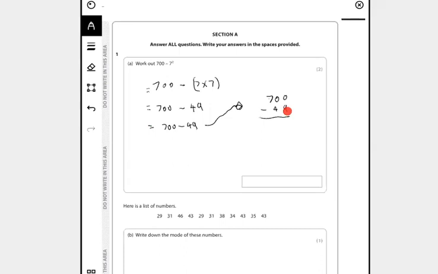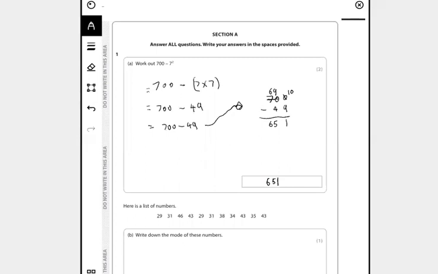0 is smaller than 9, so what we're going to do is borrow from 70. So we take 1 out, becomes 69, and then we add 10 to 0, that becomes 10. 10 minus 9 is 1, 69 minus 4 is 65. So the final answer is 651.